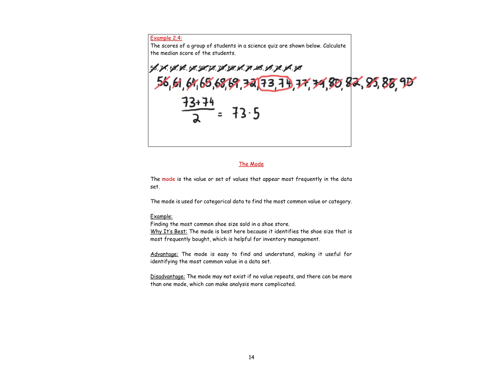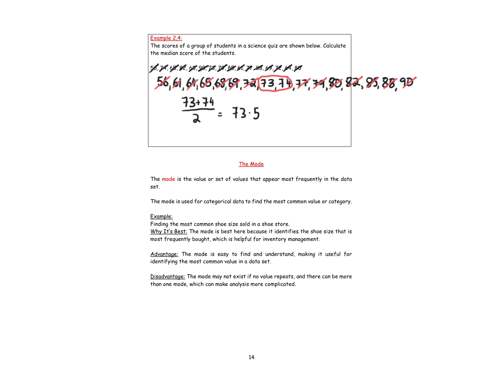or even, for example, common iPhone accessory. The reason why the mode is best when we're talking about things like shoe size is because it identifies the shoe size that is most frequently bought, which is helpful for inventory management, seeing what needs to be bought, how to, I suppose, increase sales.